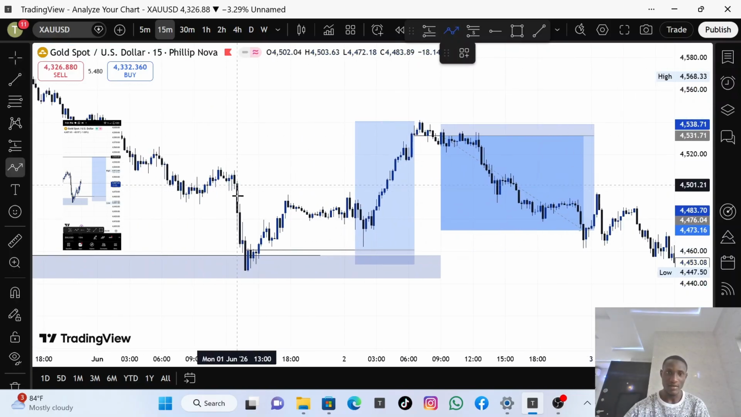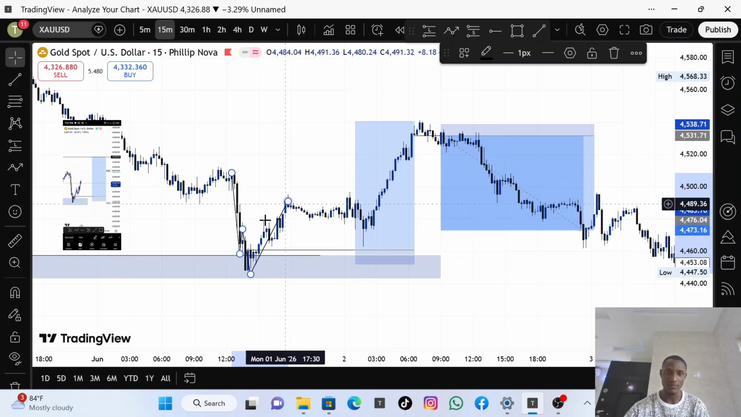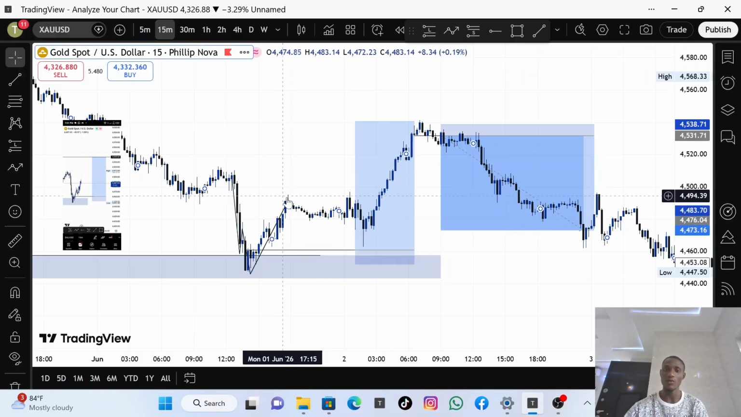As you can see, market was on a downtrend: lower low, lower high, lower low. Eventually market took out this low, then took out this high here. The moment market took out this high, market was telling us I'm going to buy. So the next thing is to look for inducement.